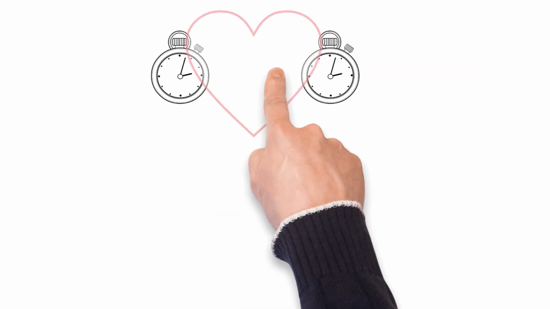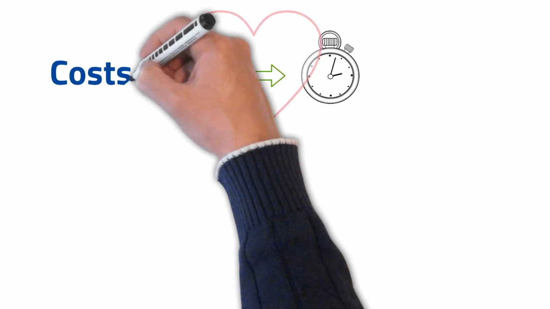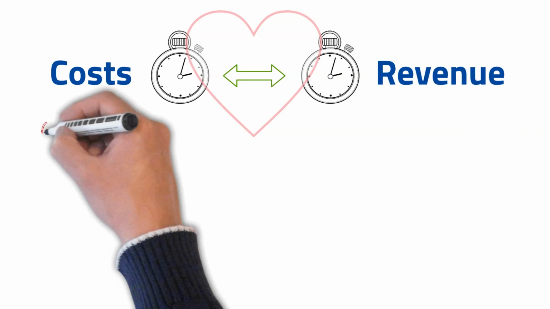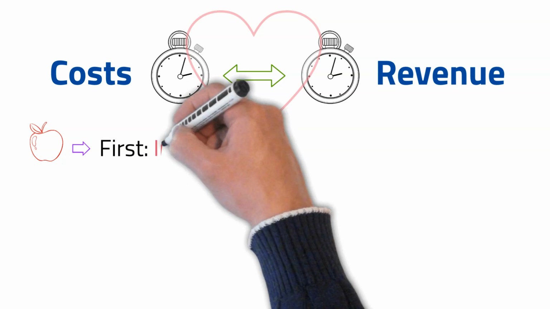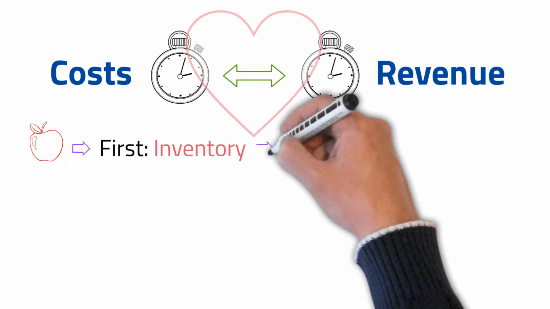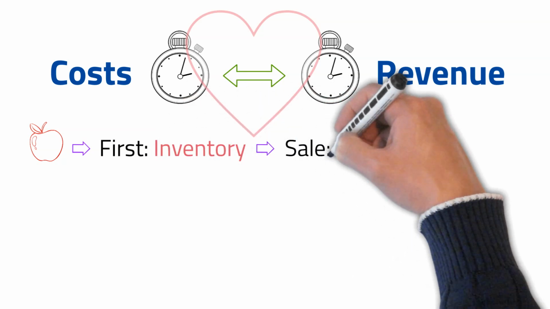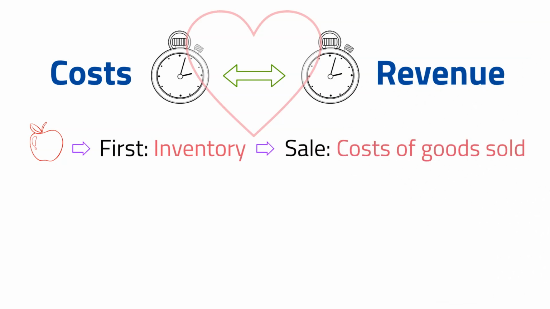And remember, accounting loves timing rules. Costs should appear in the same period as the revenue they helped create. That's the matching principle. For example, back to apples. When you buy them, they sit on the balance sheet as inventory. Only the moment you sell them, their cost slides into COGS.